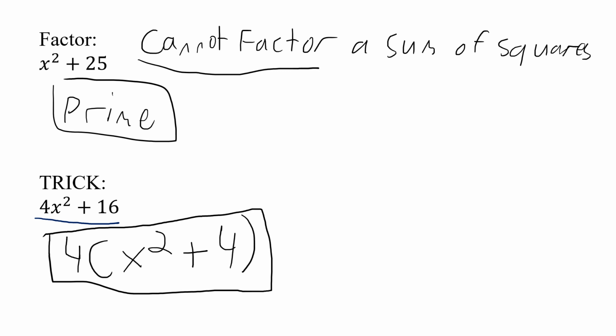So I do want you to be careful. If in your homework or tests you see a sum of squares, it is prime if there's not a GCF that you can take out of it. But if there is a GCF that you can take out of it, be very careful because they can be tricky with those sometimes.